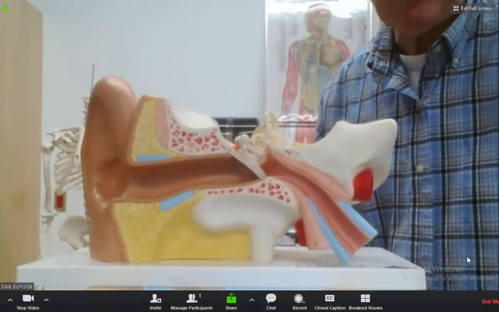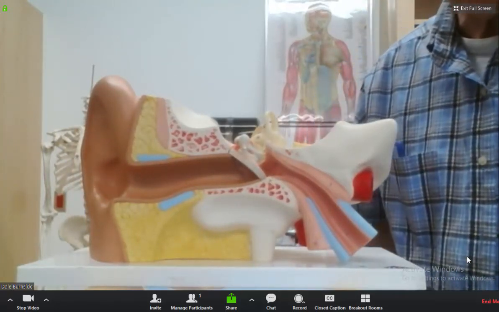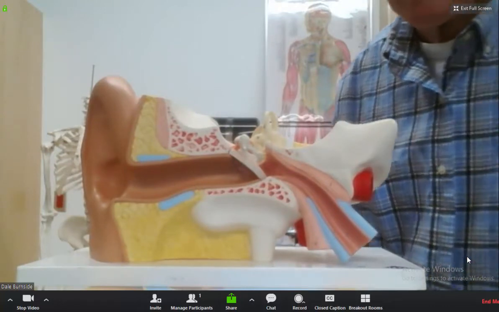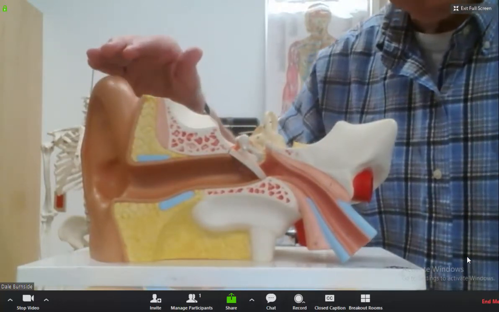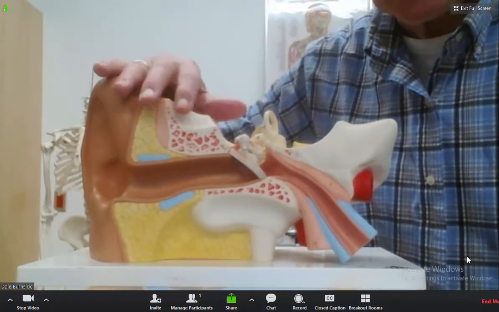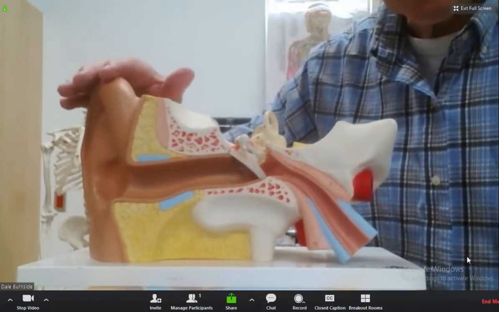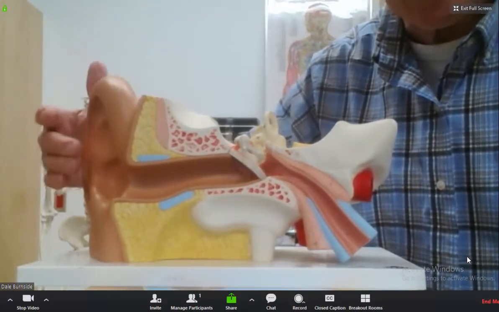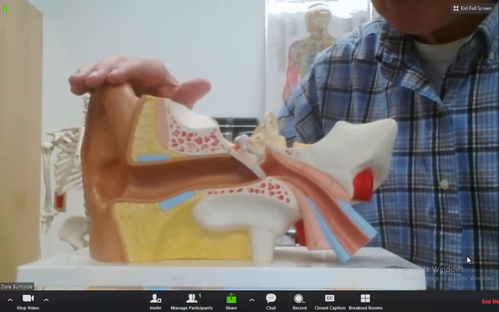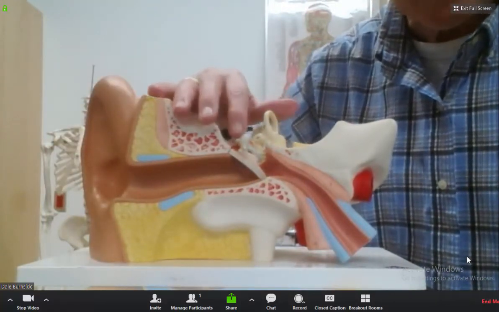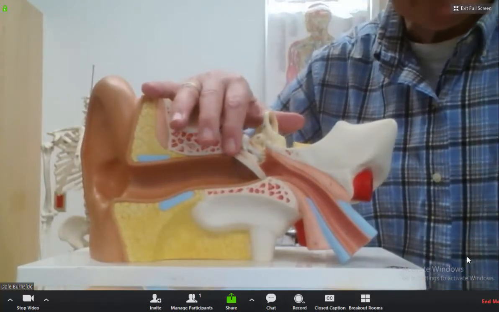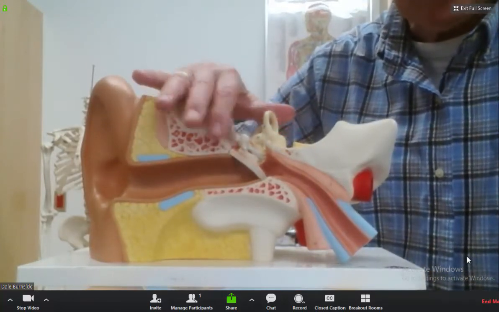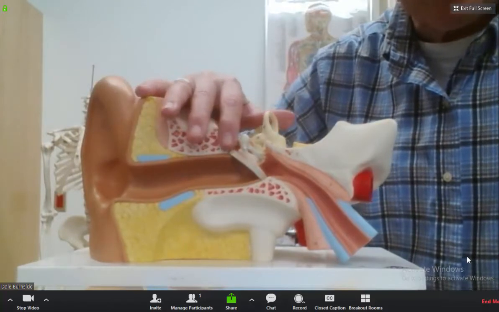This video is to teach you a little bit about the anatomy of the ear. The ear is divided into three parts. The external ear, which goes from the large visible part of the ear that's actually a collector of sound waves, all the way to right here, which is the tympanic membrane. All that's called the external ear.